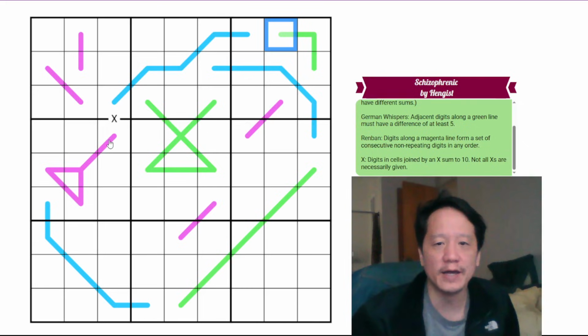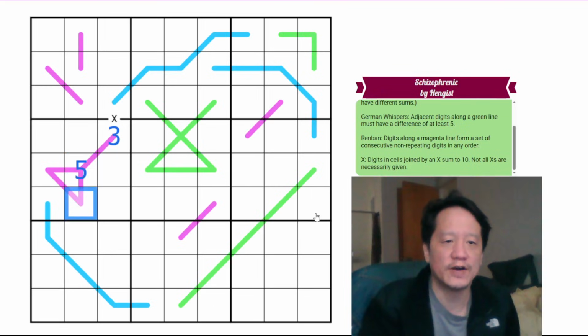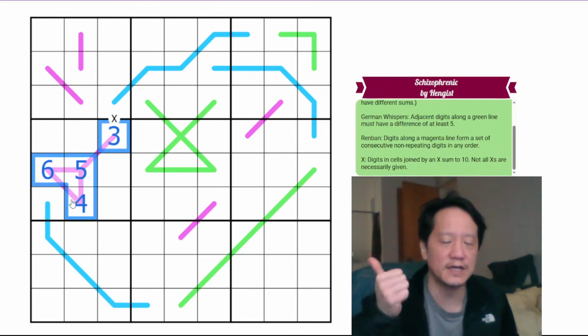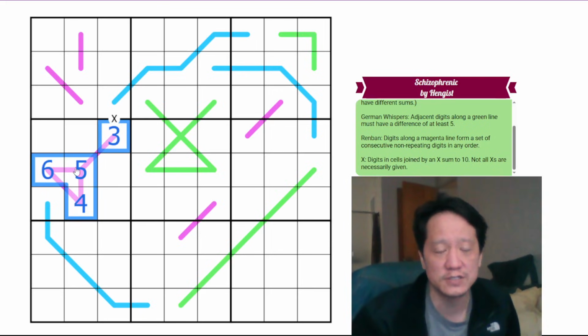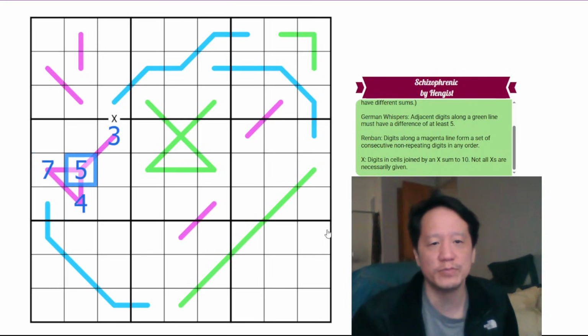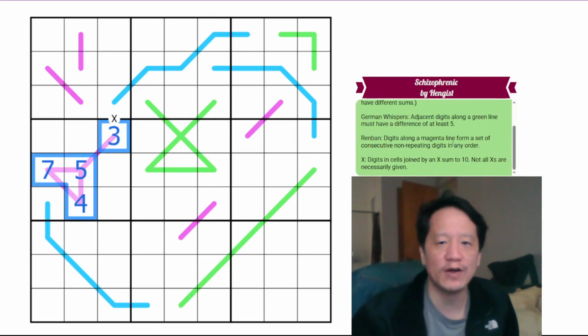We have Renband, where digits along a magenta line form a set of consecutive, non-repeating digits in any order. So this could be something like 3, 5, 6, and 4. And this would be valid because 3, 4, 5, 6 is a set of consecutive, non-repeating digits. What you could not have is something like 3, 5, 7, and 4 because 3, 4, 5, 7 is not consecutive. And that's an example of how Renband lines work and don't work.